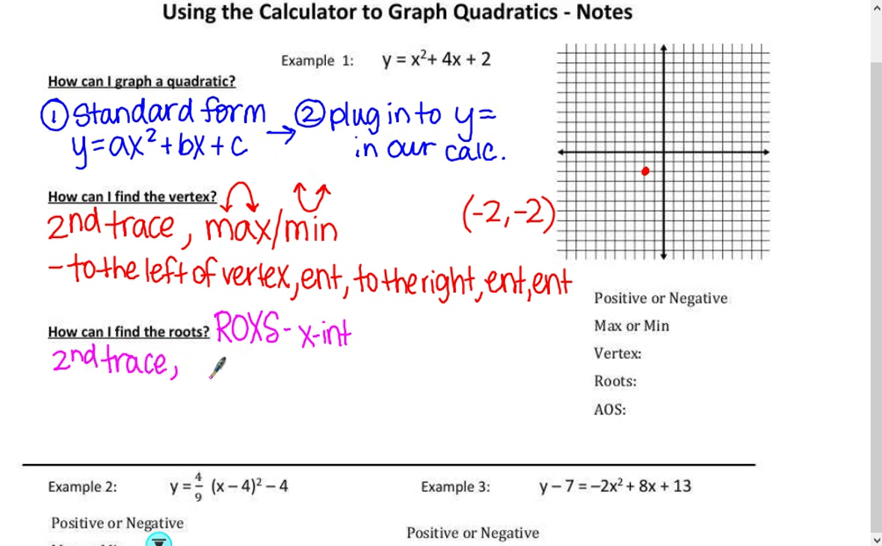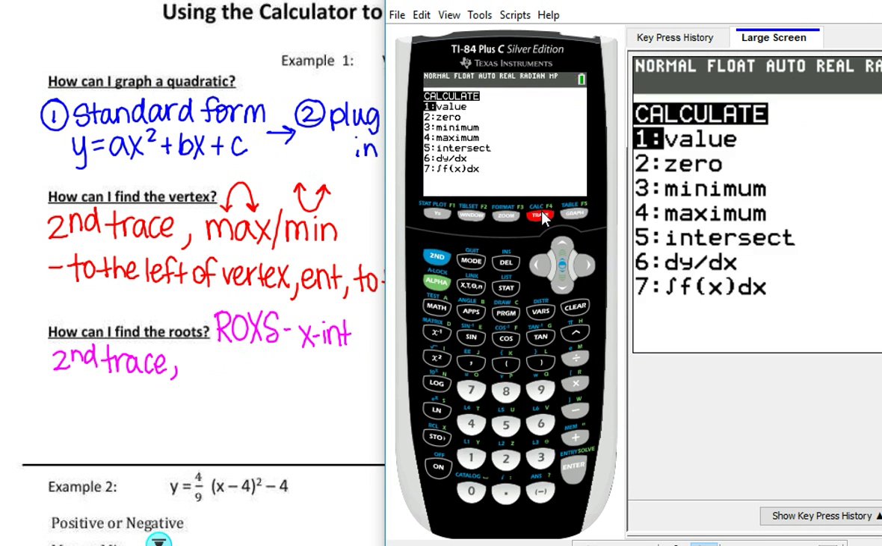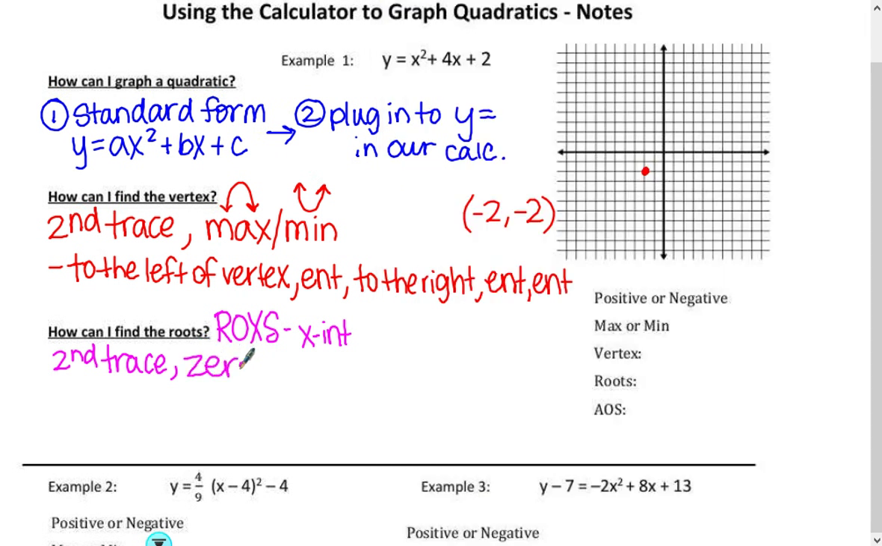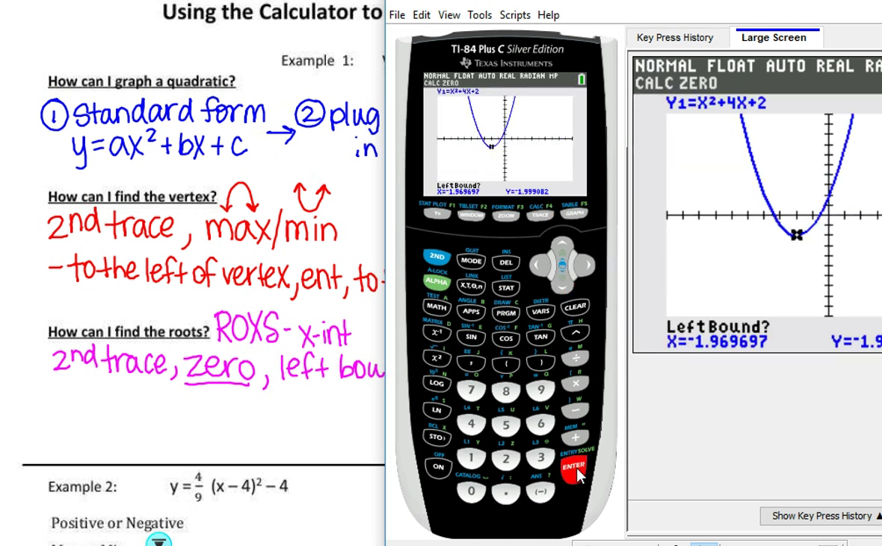And this time, which option do you think it's going to be? Well, we are going to use option number 2 that says zero. Remember, this stands for roots, zeros, x-intercepts, and solutions. So we're going to find the zero function here. Then we do the same thing. We go left bound, right bound, and then we hit enter at the end for it to take the guess. Alright, so let's go ahead and try that. Now the thing here is we have to do it 2 times.